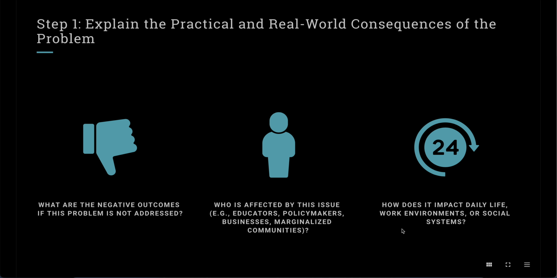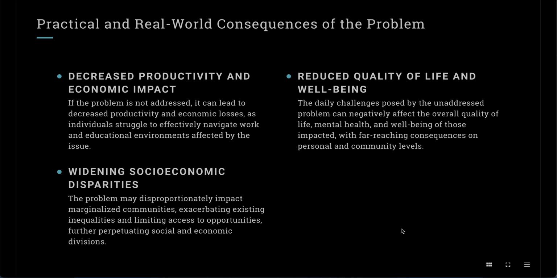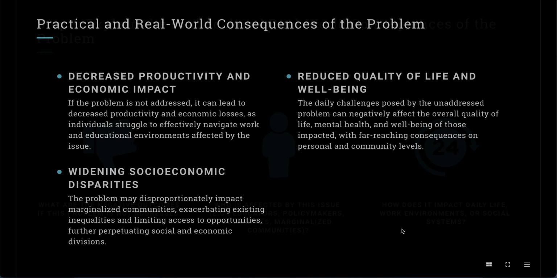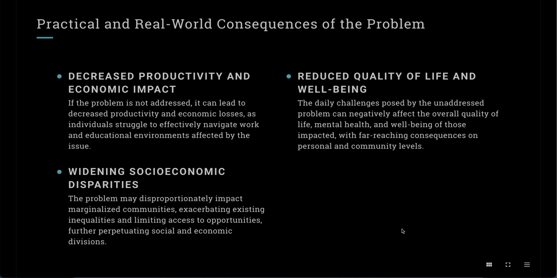And then how does it impact their daily life at any stage of life, whether they're 40, whether they're 60, how is it impacting their day-to-day life, their work environment, or a social system as a whole? And so this can be kind of challenging and overwhelming to think about. So what I've done is I've taken some practical real-world consequences of the problem here, and I've tried to line them out. So we've already thought about, here are the 3 questions that we're going to work to answer, and here are some possible consequences just to get your brain moving.